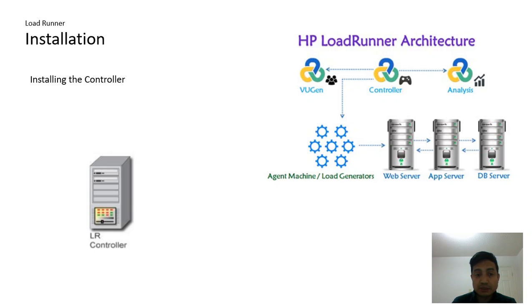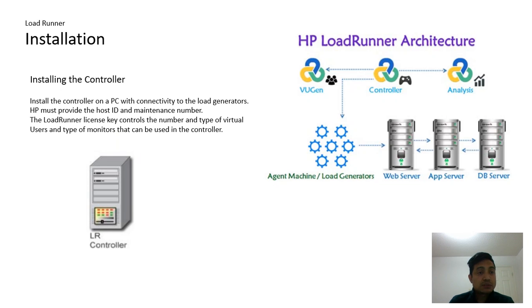Next is installing the controller, or LoadRunner Controller. Install the controller on a PC with connectivity to the load generators. HP must provide the host ID number. The LoadRunner license key controls the number and types of virtual users and the types of monitors that can be used.